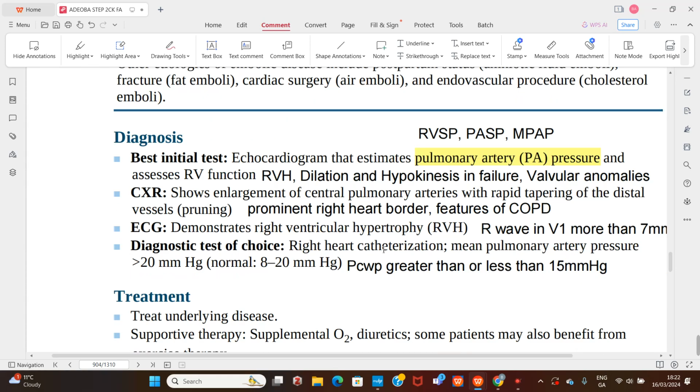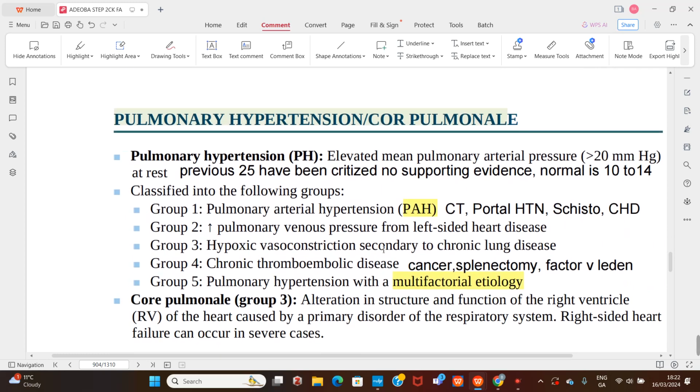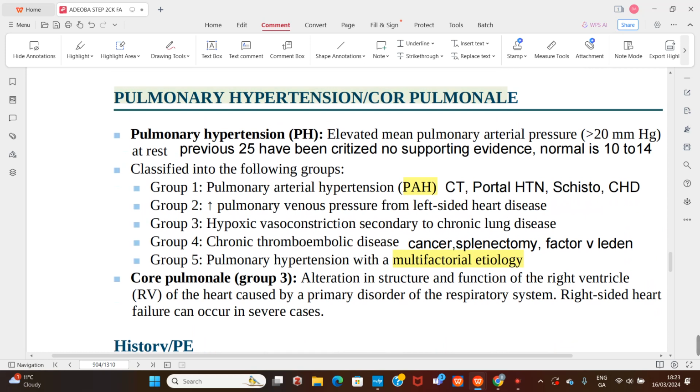So let's just wrap it up by talking about pulmonary hypertension. Pulmonary hypertension is a condition which is associated with elevated mean arterial pressure beyond 20 millimeters of mercury at rest, not after the person has exercised, but at rest. We should discard the previous one, which is 25. It was criticized because there was no supporting evidence. So now the value is greater than 20.